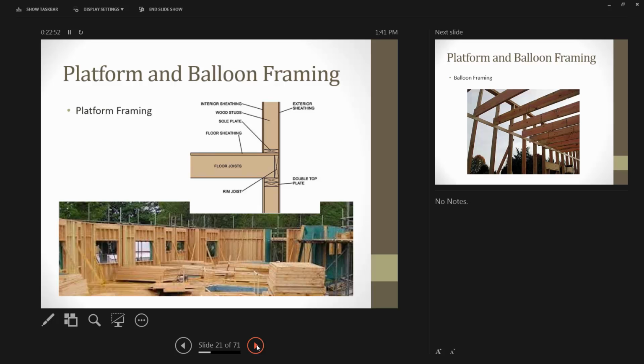The platform framing example, and you'll see this primarily in multi-level homes, you've got one wall system, and that stops at a level where it then has a floor system sit on top of it, and that floor system is the platform, and then the next story or the next level is going to sit on top of that platform.